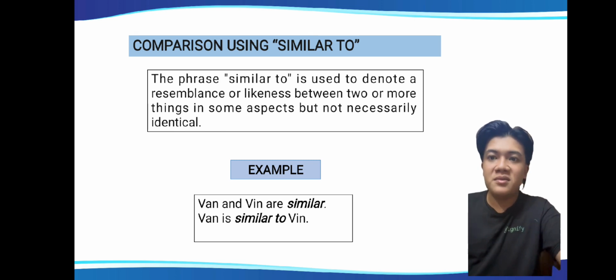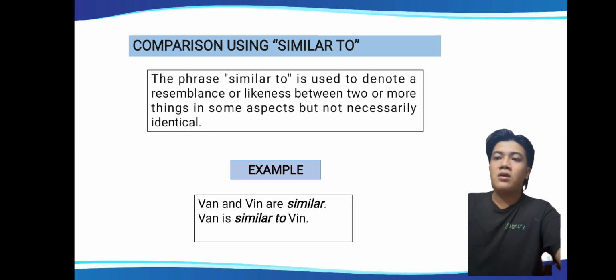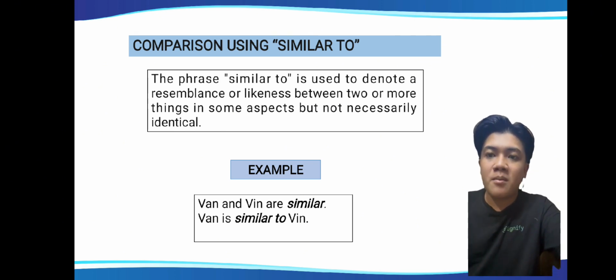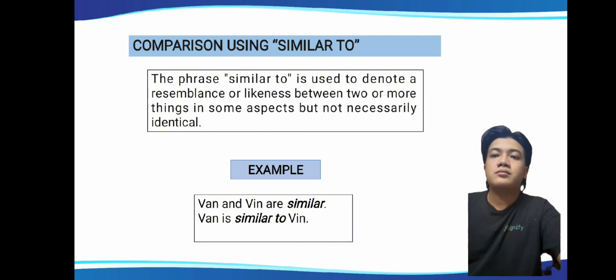Comparison using "similar to". The phrase "similar to" is used to denote a resemblance or likeness between two or more things in some aspect, but not necessarily identical. Example: Fan and Fin are similar. Fan is similar to Fin.